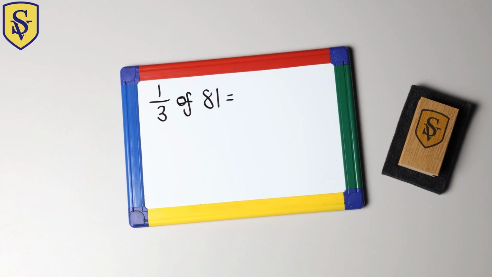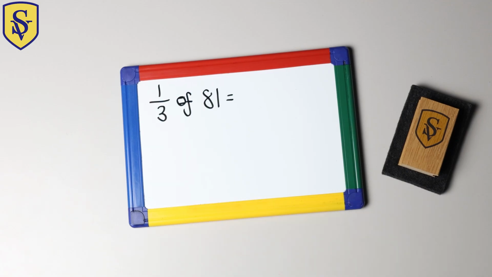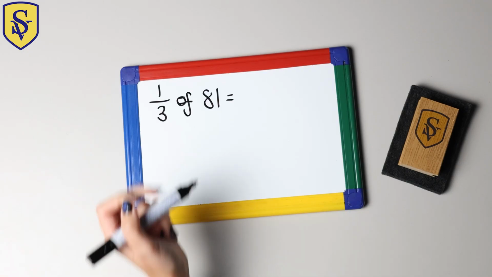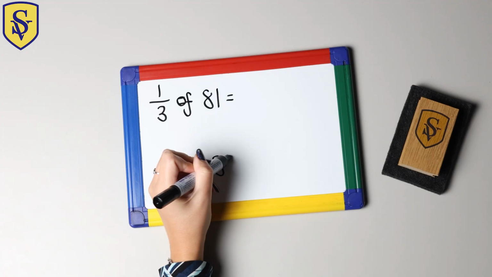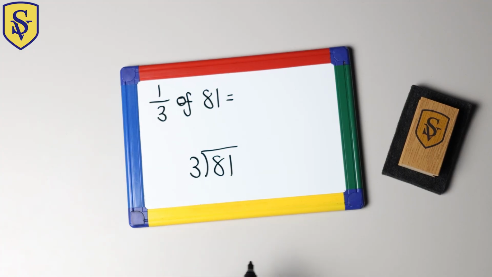there's only one step you need to do. So we're going to do 81 divided by 3. This will find us 1/3 of 81. So to do this, I'm going to use the bus stop method. So 81 divided by 3.